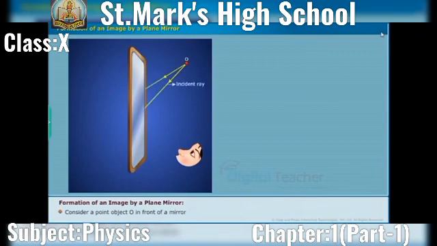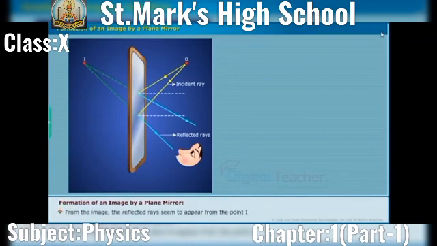Consider a point object O in front of a mirror. Its reflected rays can be geometrically extended back to meet at point I. From the image, the reflected rays seem to appear from the point I. This is why I is the point image of the point object O.